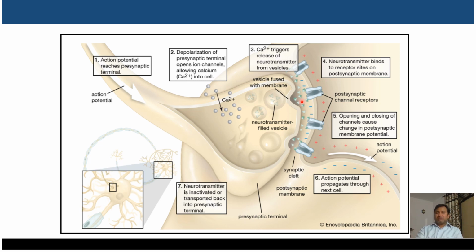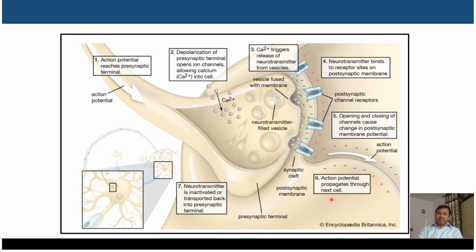The neurotransmitter diffuses through the synaptic cleft and reaches the postsynaptic membrane, where the receptor is present, and this neurotransmitter is received by the receptor on the postsynaptic membrane. After reaching the postsynaptic membrane, channels present on the postsynaptic membrane open and close. So opening and closing of the channels causes a change in the postsynaptic membrane potential. As a result, the action potential propagates through the next cell.